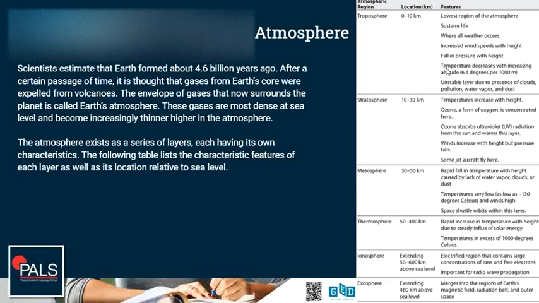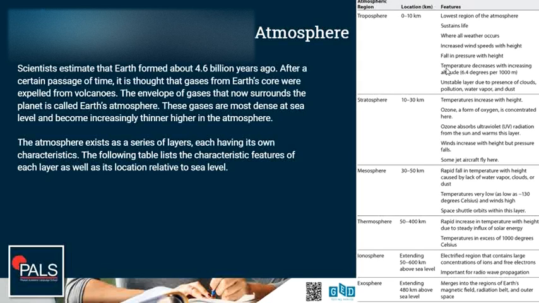The atmosphere. Scientists estimate that Earth formed about 4.6 billion years ago. After a certain passage of time, it is thought that gases from Earth's core were expelled from volcanoes. The envelope of gases that now surrounds the planet is called the Earth's atmosphere. These gases are most dense at sea level and become increasingly thinner the higher in the atmosphere we get.